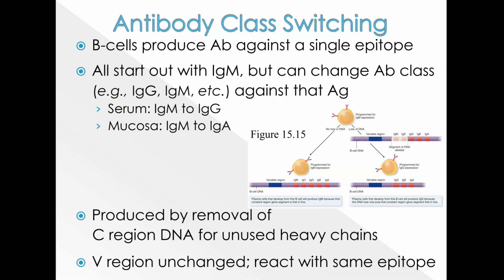I'm going to gloss over class switching because it's not terribly important. Basically, at the beginning of B cell maturation, we have our B cell receptor on the outside of the surface. When it recognizes antigen, it's going to get turned on to start secreting antibody. That first antibody that it secretes is IgM. And then if it's in the serum, it's going to switch its class from IgM, usually to IgG. And if it's in the mucosa, it's going to switch IgM to IgA.